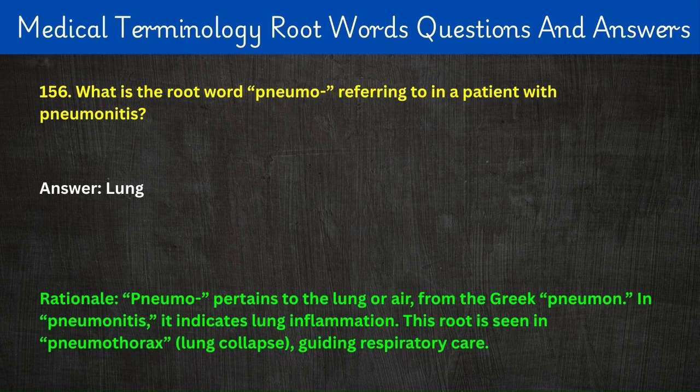156. What is the root word pneumo- referring to in a patient with pneumonitis? Answer: lung. Rationale: Pneumo- pertains to the lung or air, from the Greek pneumon. In pneumonitis, it indicates lung inflammation. This root is seen in pneumothorax, lung collapse, guiding respiratory care.